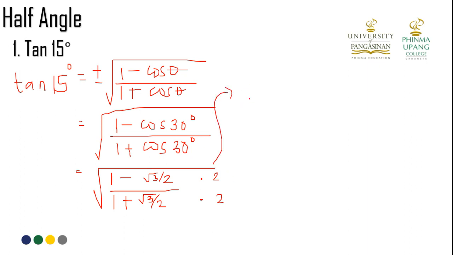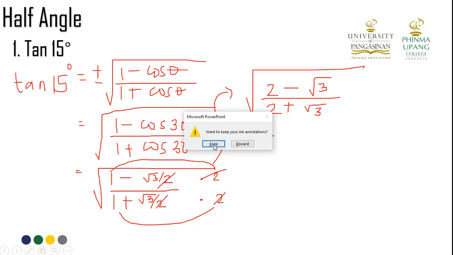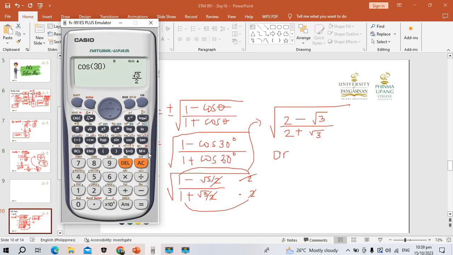So lagay natin dito, magiging 2. So distribute, magiging 2 na yon, minus, then this is cancel, and this is square root of 3. Next is 2 times 1 is 2. Then plus, cancel ulit, that will be square root of 3. Sir, pwede na ba yung maging sagot? Yes po. Or, kasi sa exam, ginawa ko siyang fraction.